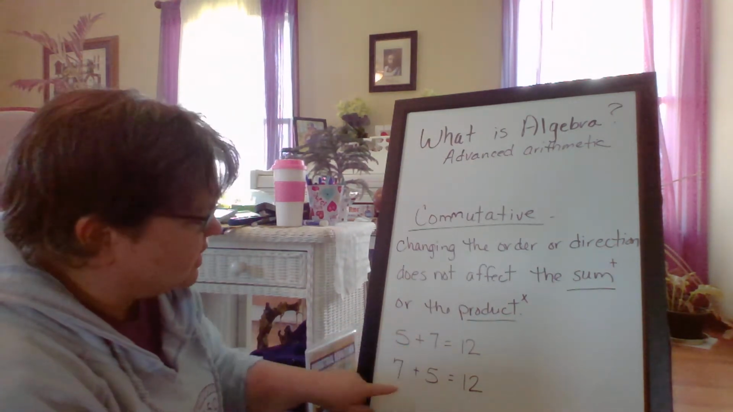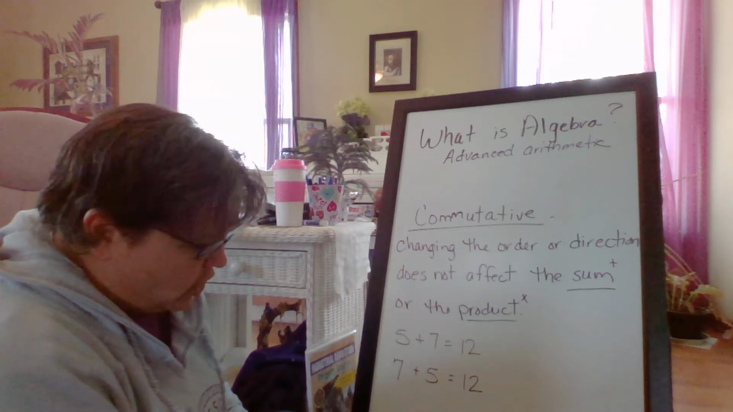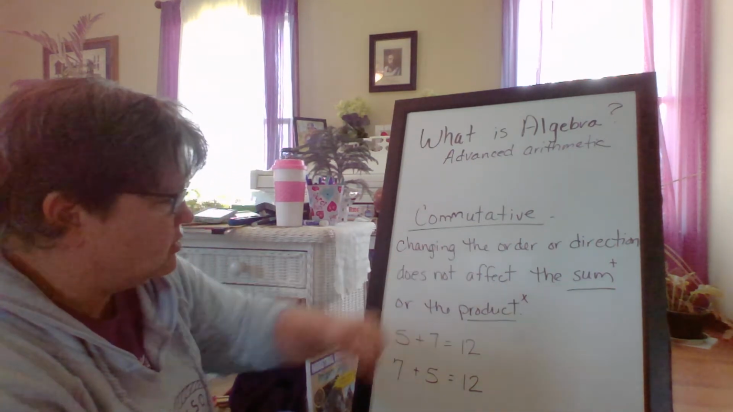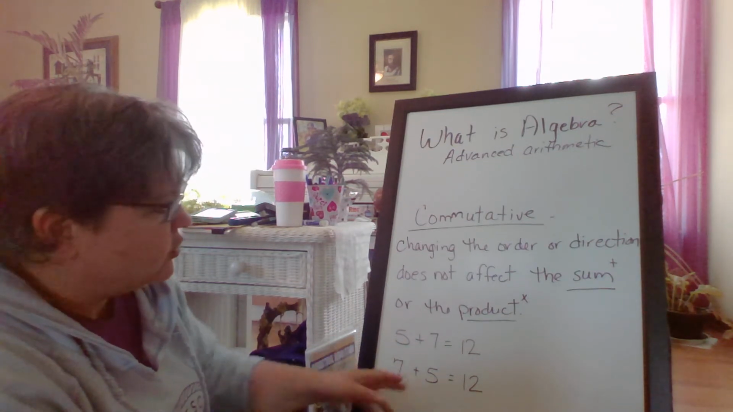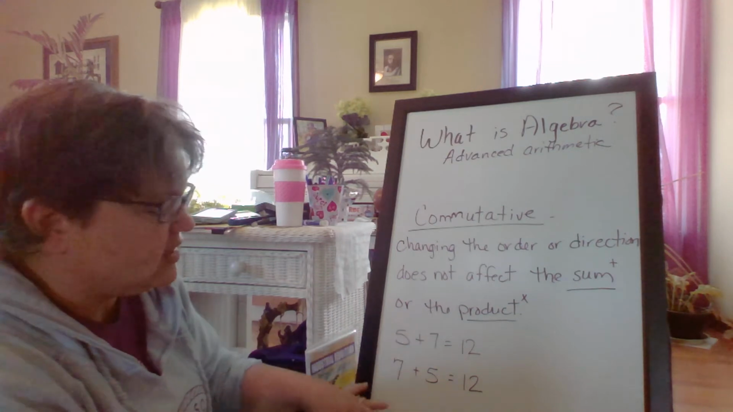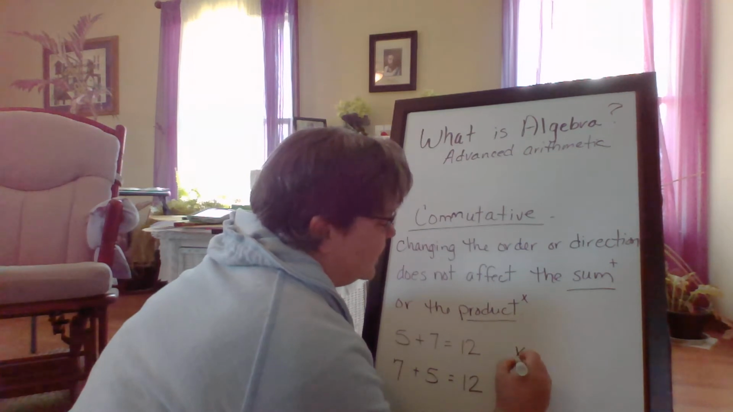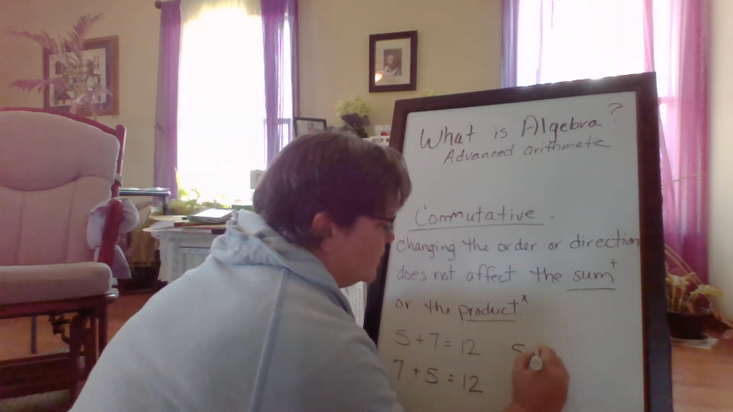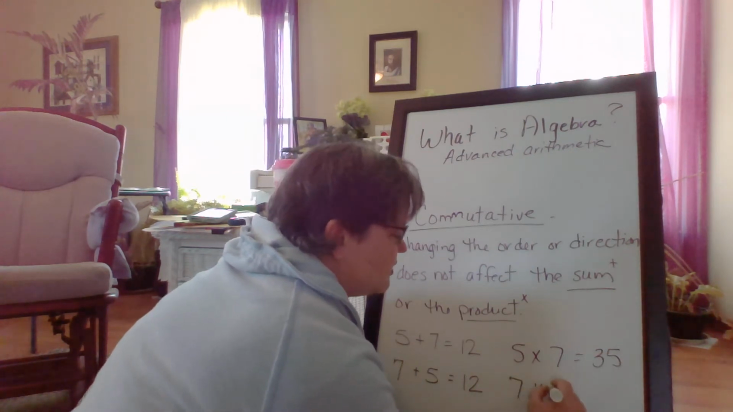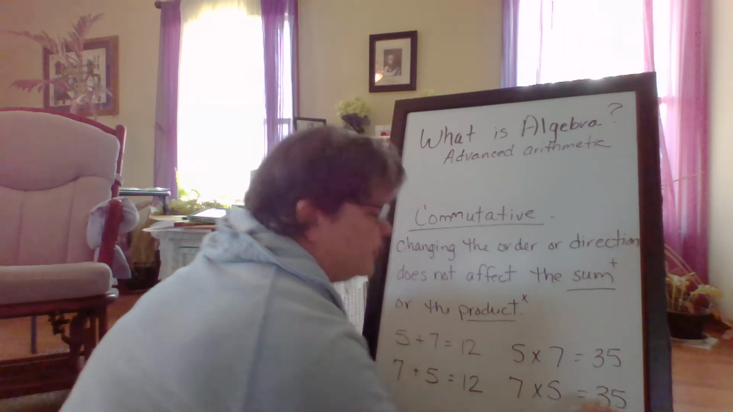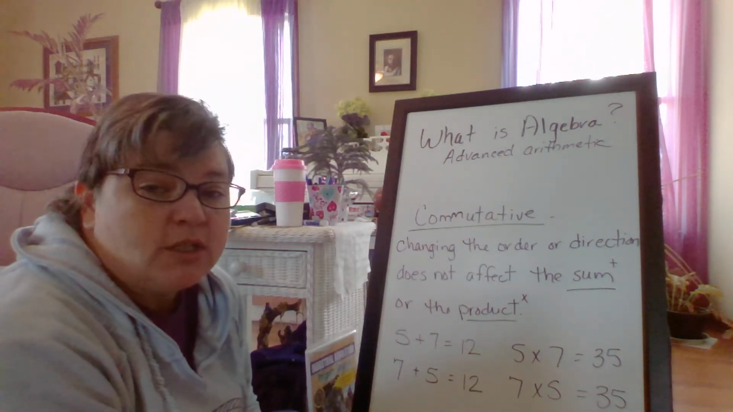So what it means is it doesn't matter if the order of the numbers are switched. It doesn't affect the sum. You're still going to get 12 here. 12 equals 12, 5 plus 7, 7 plus 5. That also works in multiplication. So if I say 5 times 7, I'm going to get 35. If I change that to 7 times 5, I'm going to get 35. So addition and multiplication are commutative.